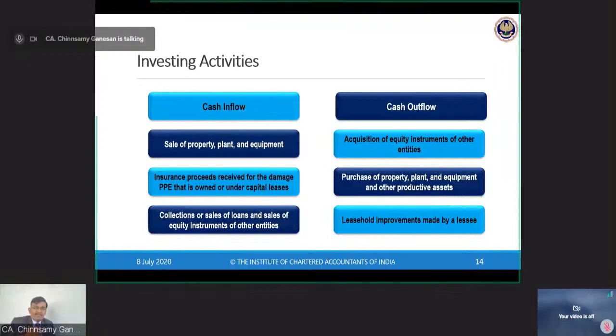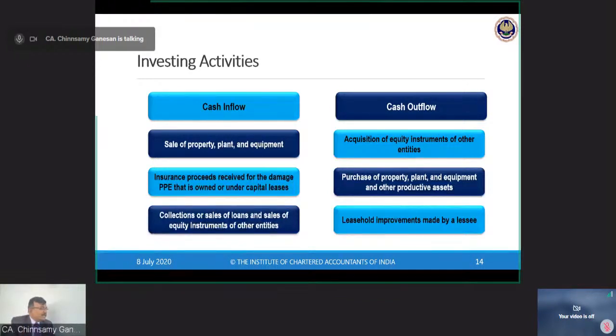But if I am a manufacturing company or a trading company, securitization is not a normal core business activity. So it will go to investing activity or financing activity depending upon the nature. If a loan taken from one scheme is converted into another scheme, I will keep this question pending because we have to talk about financing activity, then we will come into that.